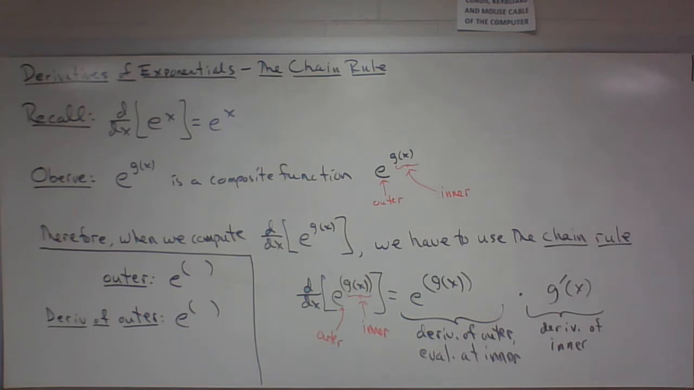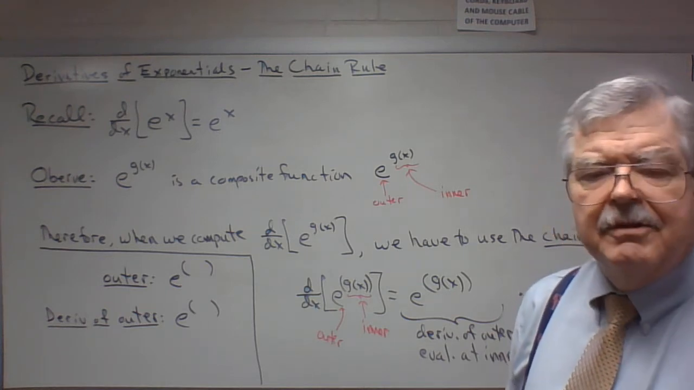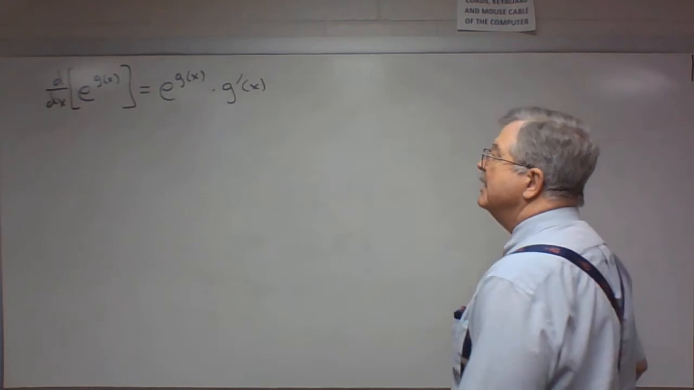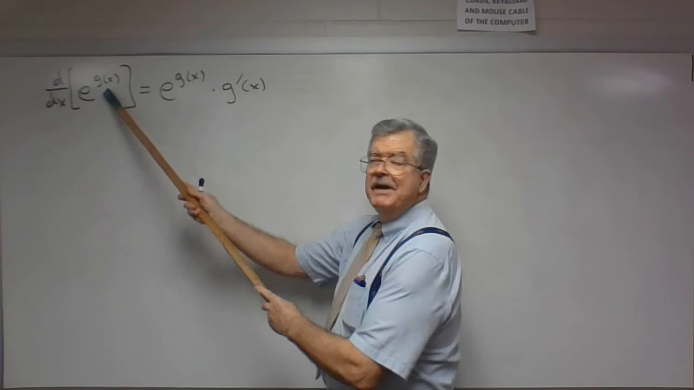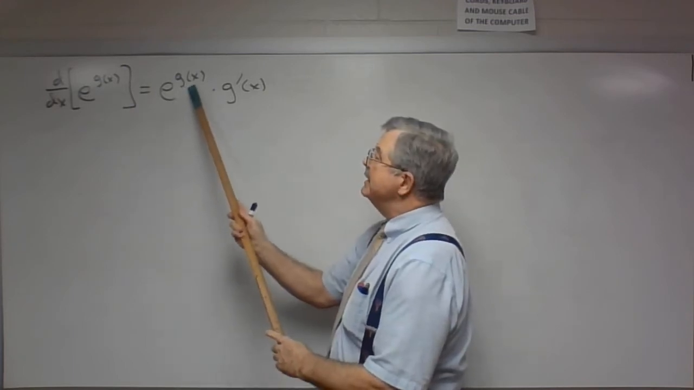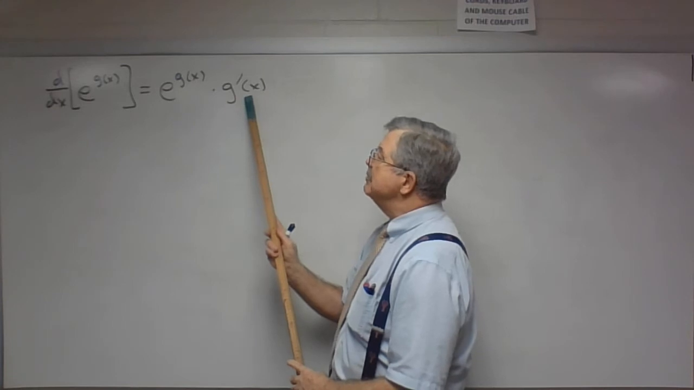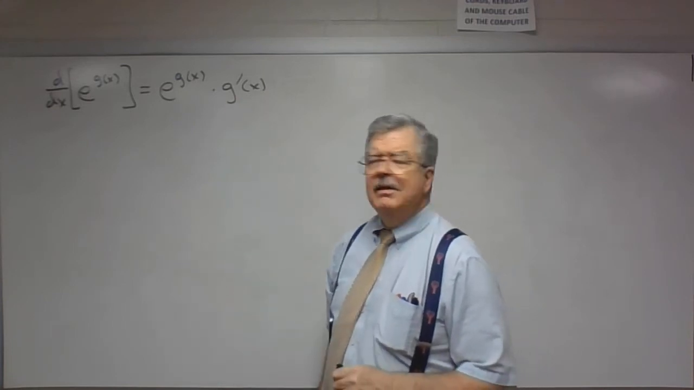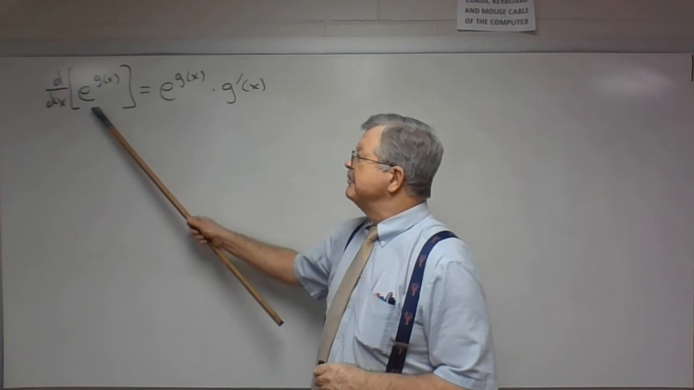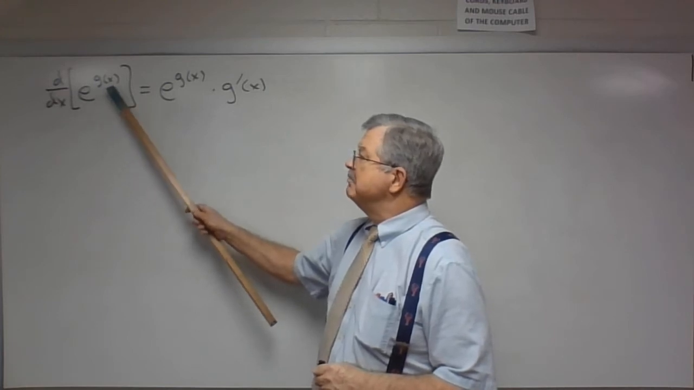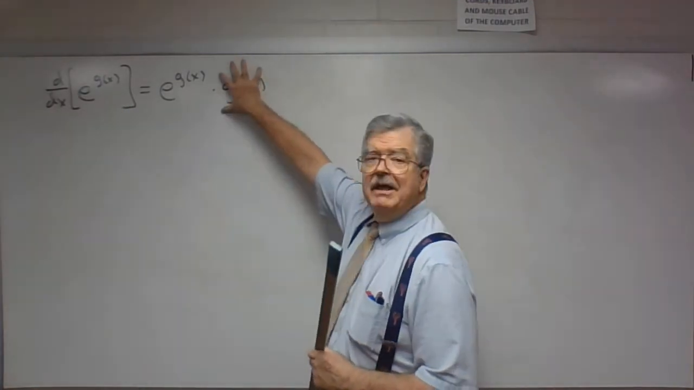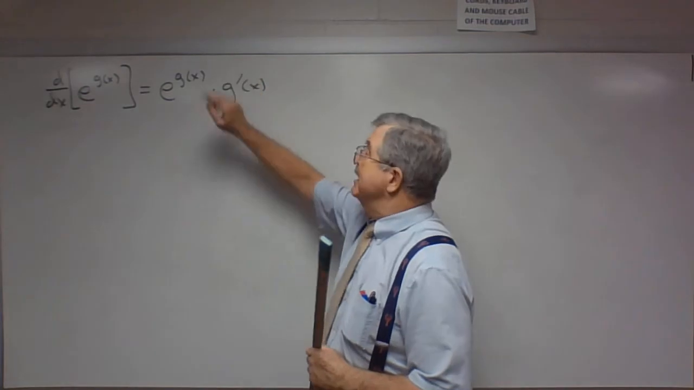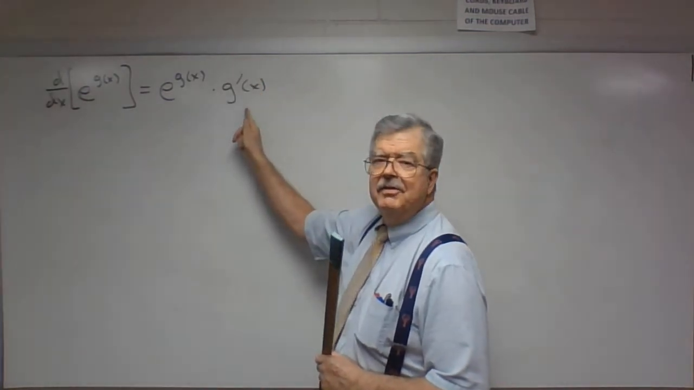Now, let me just repeat that result. The derivative of e raised to the power of g of x is e evaluated at g of x times g prime of x. So in general, the derivative of e to the power of anything is that same thing, e to the power of anything, times the derivative of the exponent.